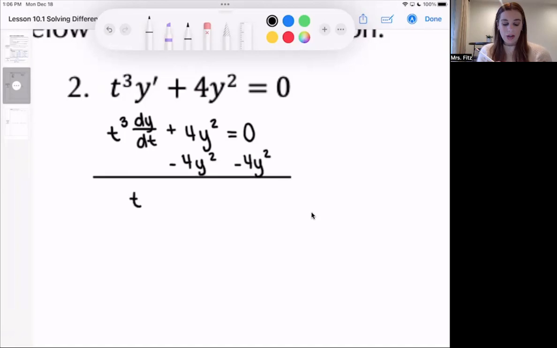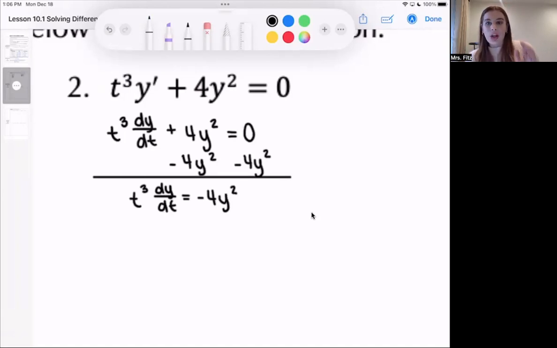We have t cubed dy/dt is equal to negative 4y squared. Now, notice there's a little bit of a problem because the dt is in the denominator and it's with t cubed. And so we want to make sure it's t to the something dt, and then y to the something dy. So what we're going to have to do is get a little creative.